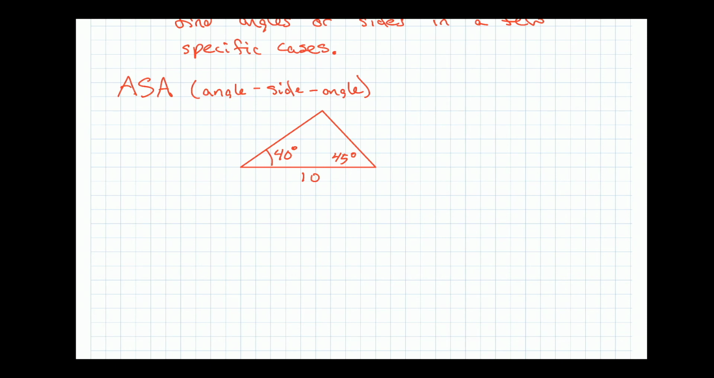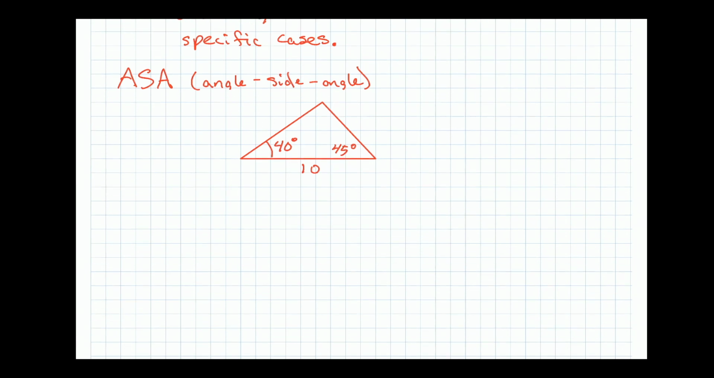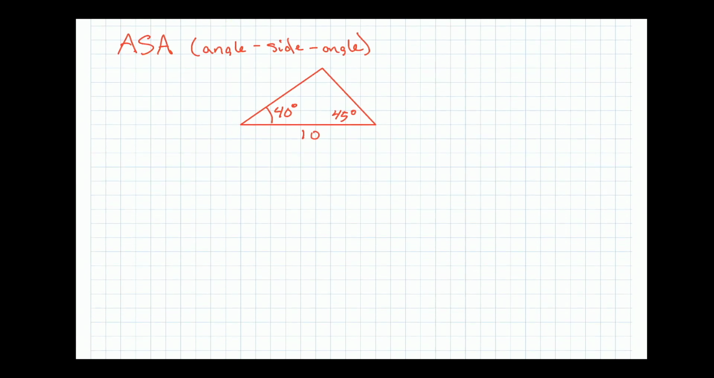We would be able to find the missing sides here and the missing angle. Another type of case is going to be AAS. Angle, angle, side.